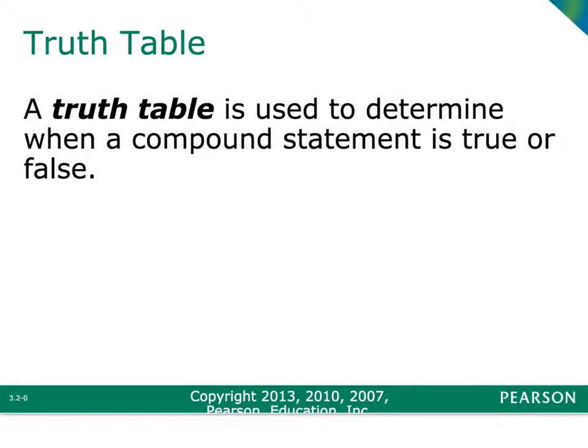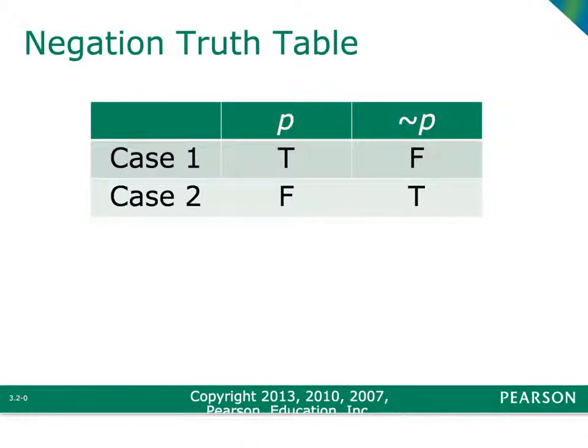A truth table is just used to analyze a compound statement and to tell whether or not the compound statement is in fact true or false when you go through the analysis procedure. So the easiest one to work with is going to be the negation.